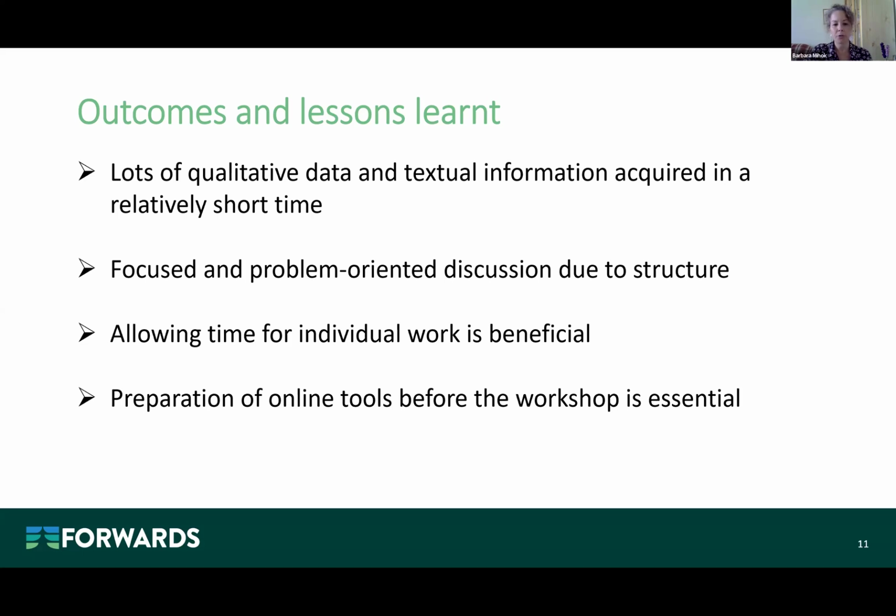And preparation of online tools, certainly before the workshop, is essential. So put everything up and fix it before you start the workshop, so you don't have to troubleshoot at that very moment.